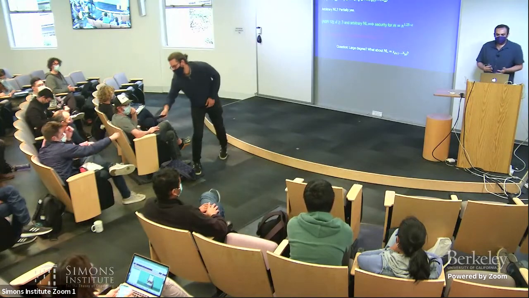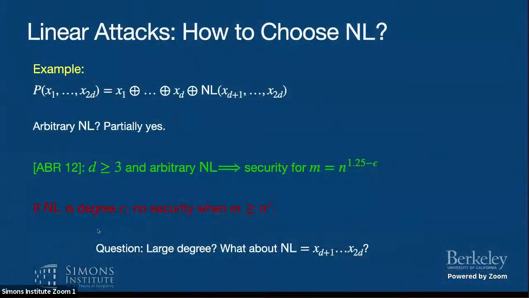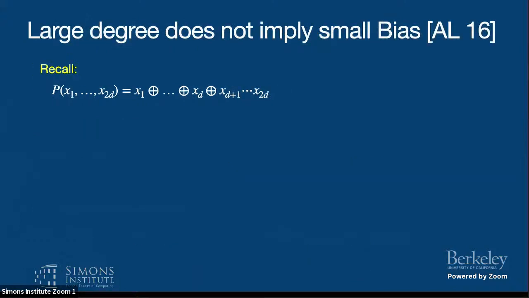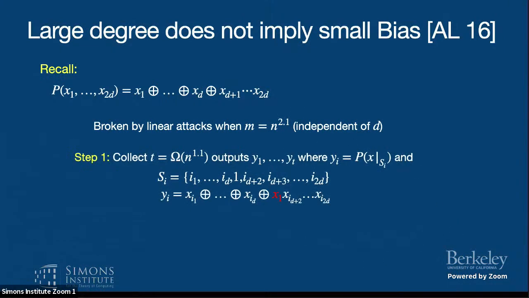Okay, so as I was saying, if I choose the nonlinear predicate to be of degree c, you can't hope for security when m is greater than or equal to n to the c. So this means that the degree needs to be high. What if I choose the largest possible degree predicate, where the nonlinear predicate is just a product of d things? Turns out, let alone a stretch that depends on d, it's actually broken when there are n to the 2.1 outputs. And it's a really simple and cute idea by AL16.